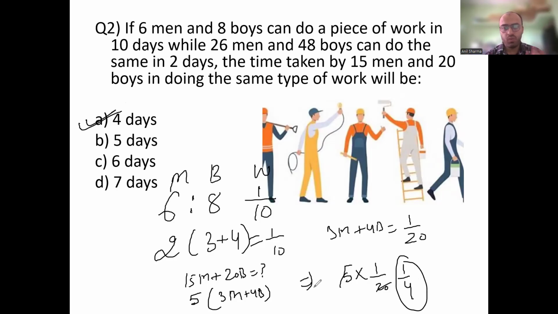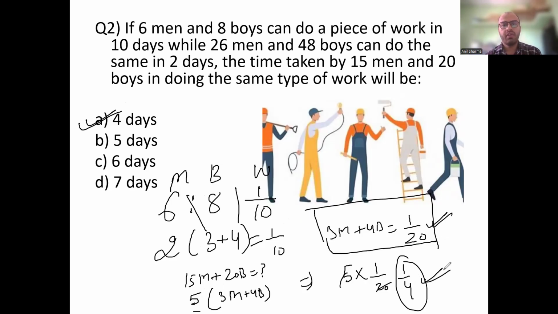Right? So what we have done quickly, I will repeat. 6 and 8, I have taken 2 common. So 3 2s are 6, 4 2s are 8. So that is 1/10, which means 3 men plus 4 boys, that value is 1/20. In the question also, 15 men and 20 boys, we get 5 common, and inside it is 3 men and 4 boys. So this value we have already calculated. Answer is 1/4. We are not even making use of the unnecessary information. This is what we have to understand. We can build this quickness with this aptitude.